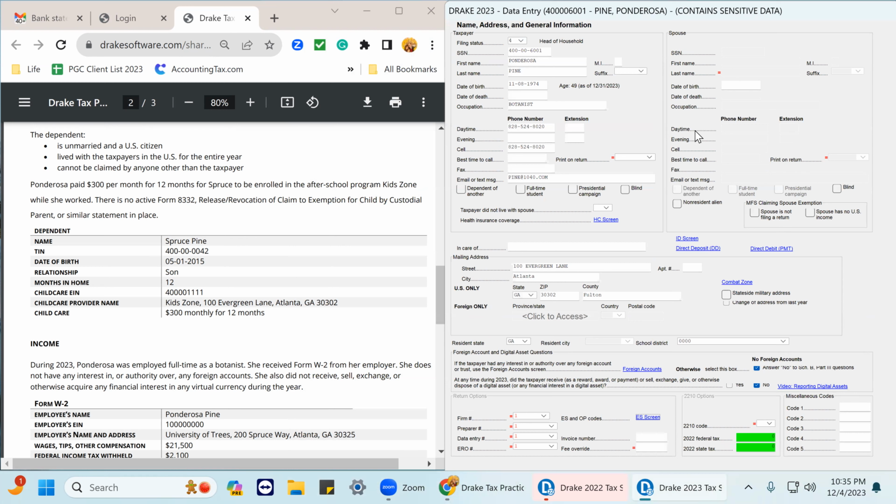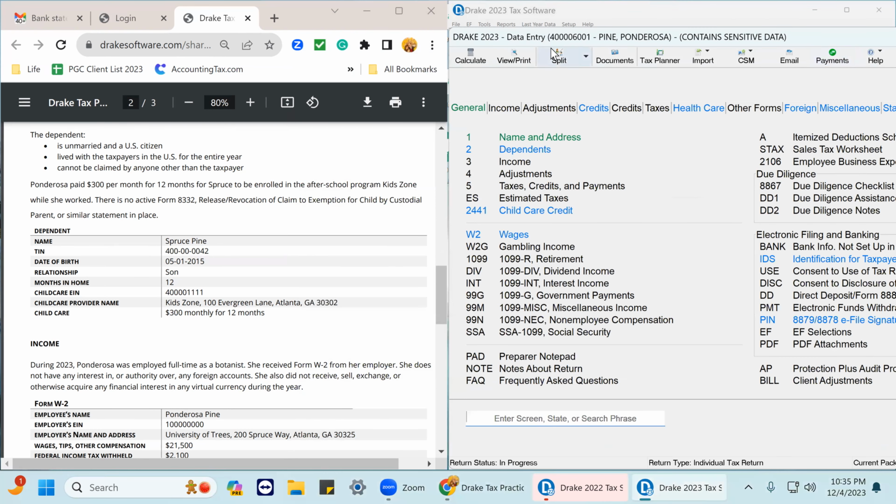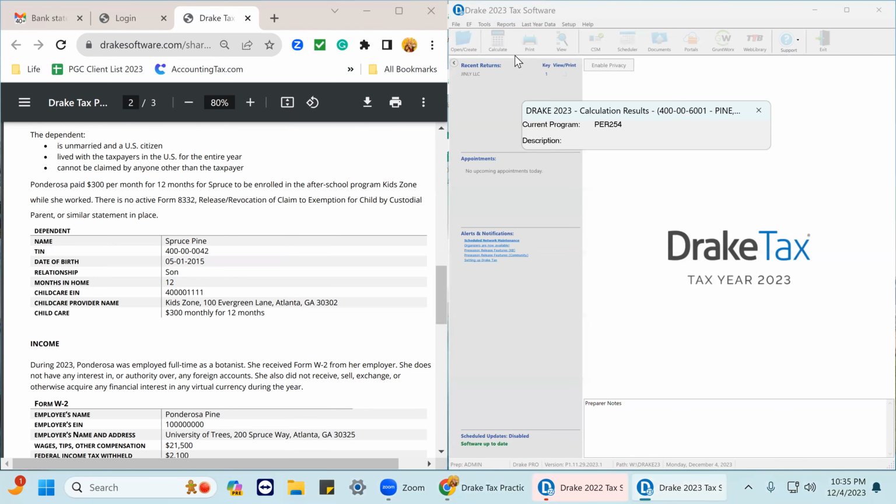Okay. So we pretty much finished the first input screen. Now, after you finish the first screen, let me tell you what it's going to look like. Okay. I hit view.